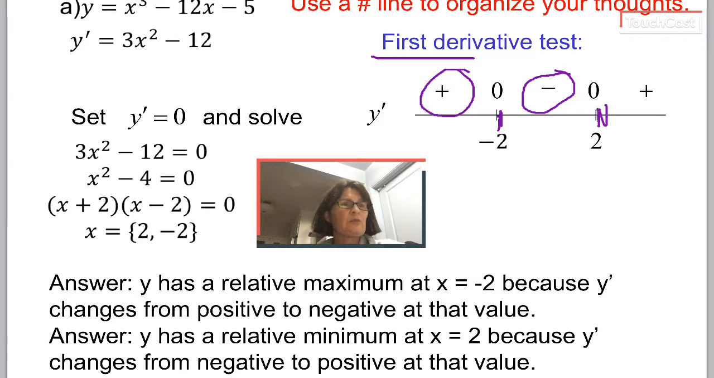Similarly, the place where x equals 2, y prime was negative, and afterward the derivative is positive, so y prime has changed from negative to positive. So y has a relative minimum at x equals 2 because y prime changes from negative to positive.